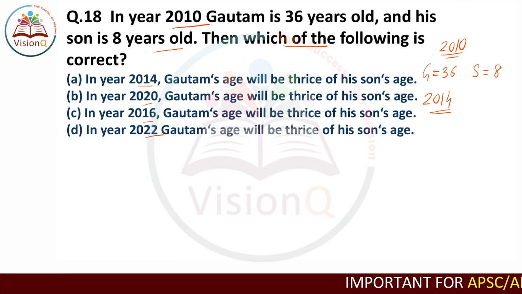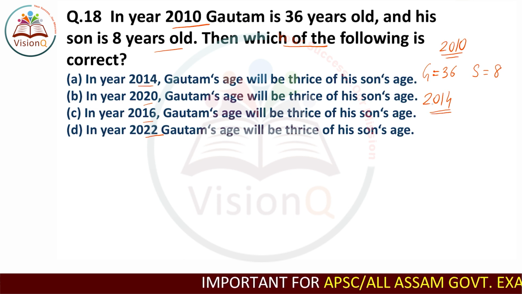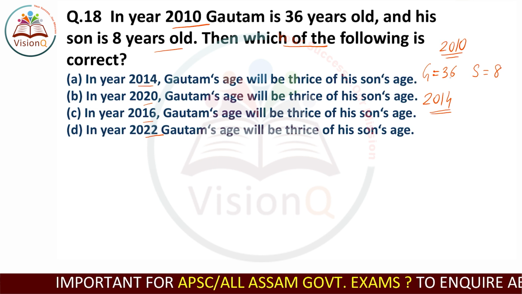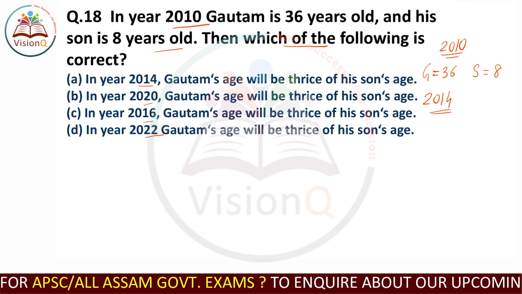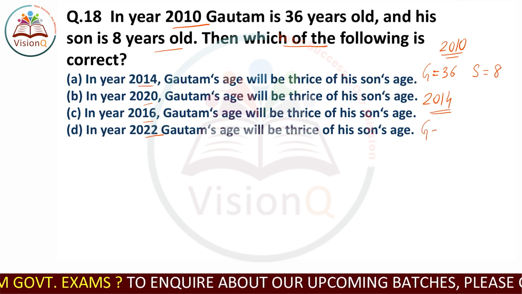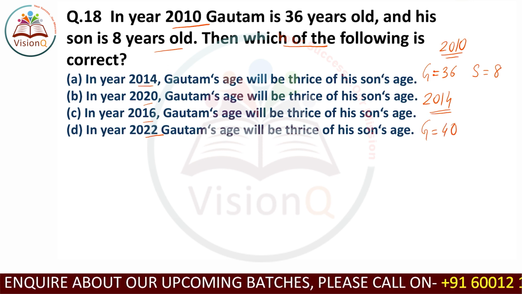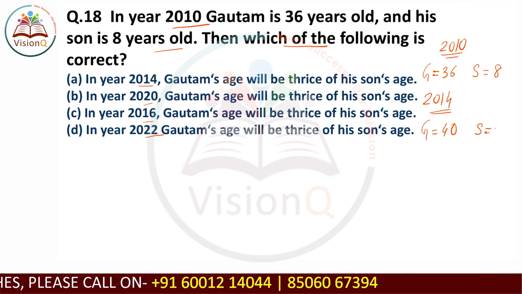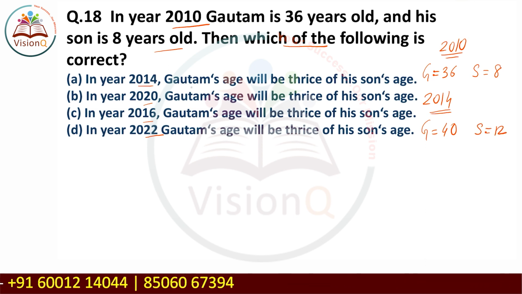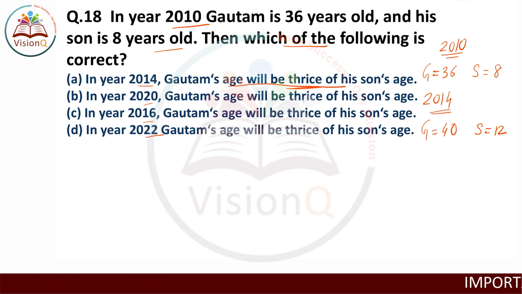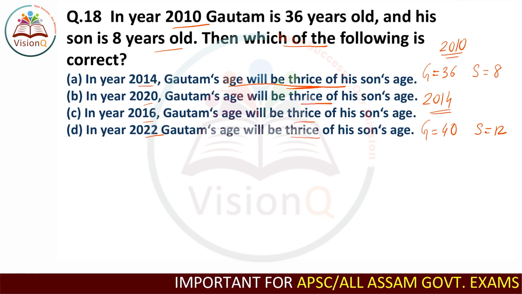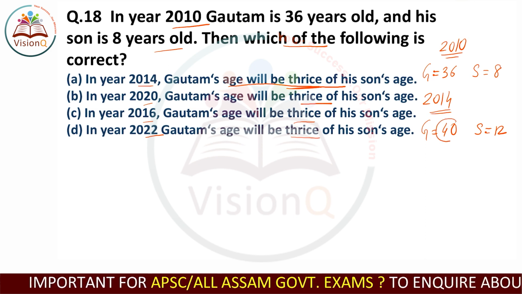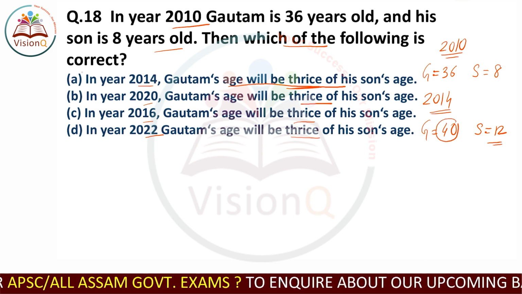In 2014, Gautam's age will increase by 4 years from 36, so it will be 36 plus 4, which is 40 years. His son's age will also increase by 4 years, so the son's age will be 12 years. Now we have to check whether Gautam's age is thrice his son's age. 40 is not 3 times 12, so the first option is wrong.